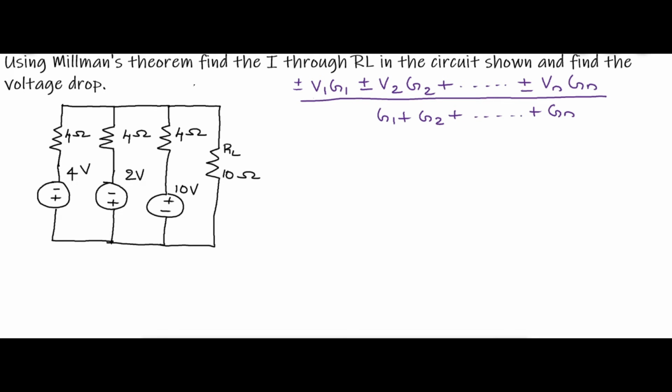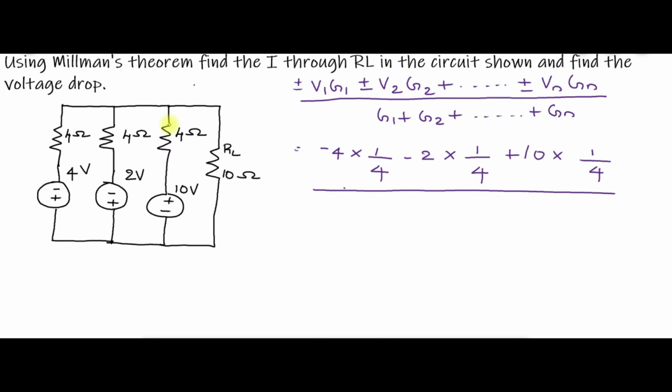So, here you know that in the first case V is minus because here it is a negative sign. So, negative 4 into G1, which means reciprocal of resistance. So, you can take it as 1 by 4. So, minus 4 into 1 by 4. Then again in the second case here also the voltage source is negative. So, you have to take minus 2. Minus 2 into G2 is 1 by 4. Then in the third case it is touching the positive side. So, you can take it directly, 10 into 1 by 4.